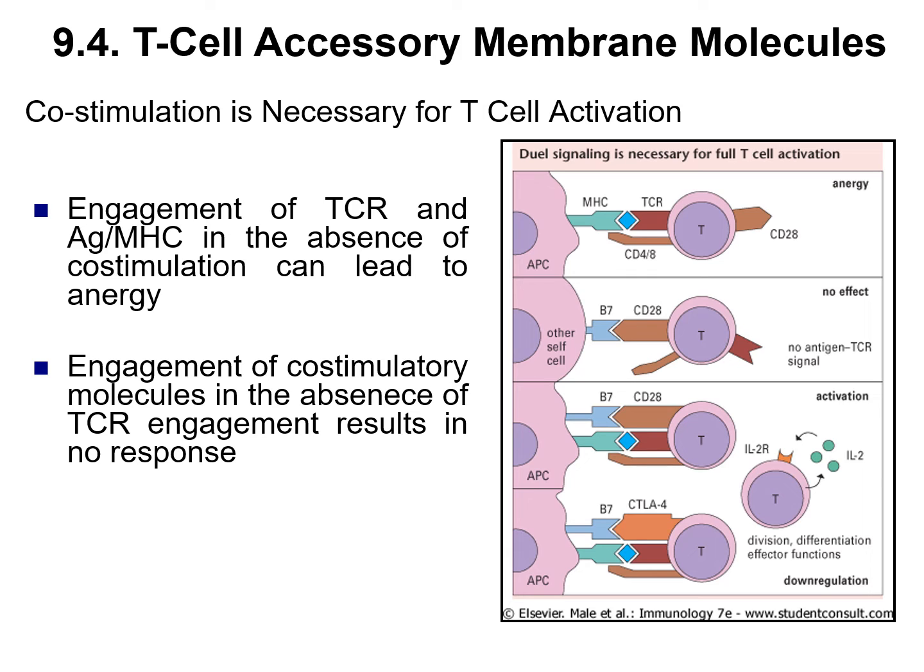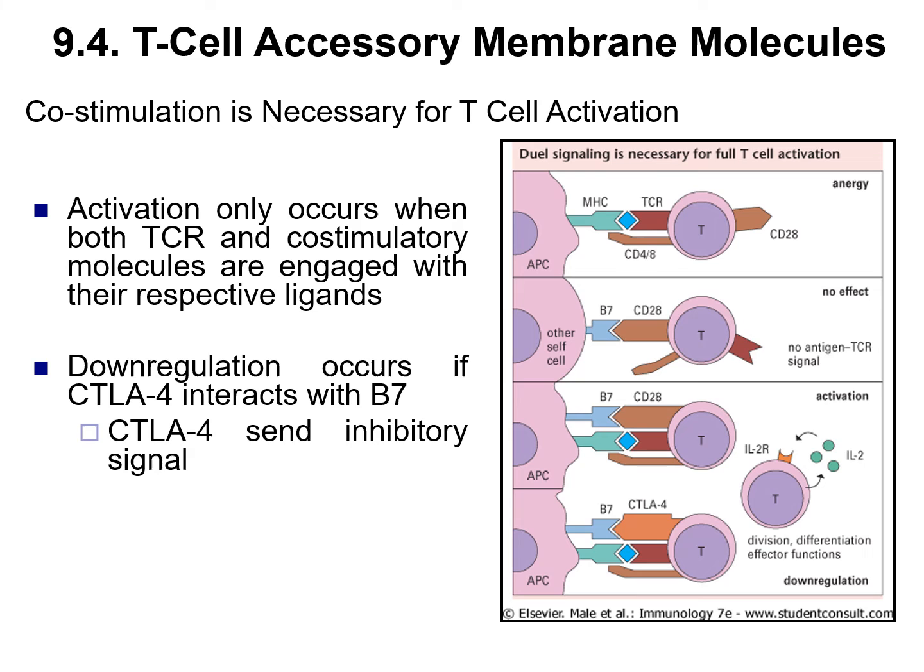The presence of TCR and antigen-MHC interaction plus the presence of the co-stimulatory molecules are both necessary for the activation of the T cells. Activation will happen only when both of these are present, and there is also downregulation if CTLA-4 interacts with B7, so that will lead to inhibition in the activation.